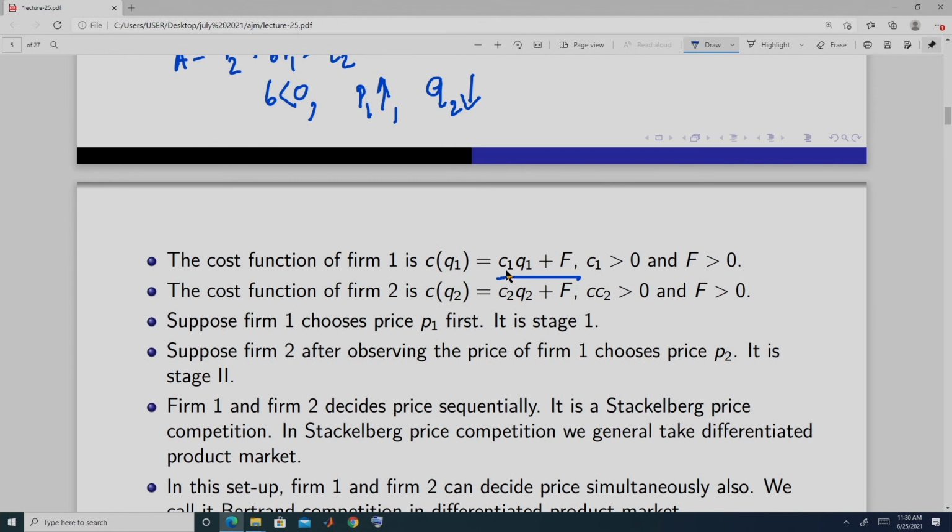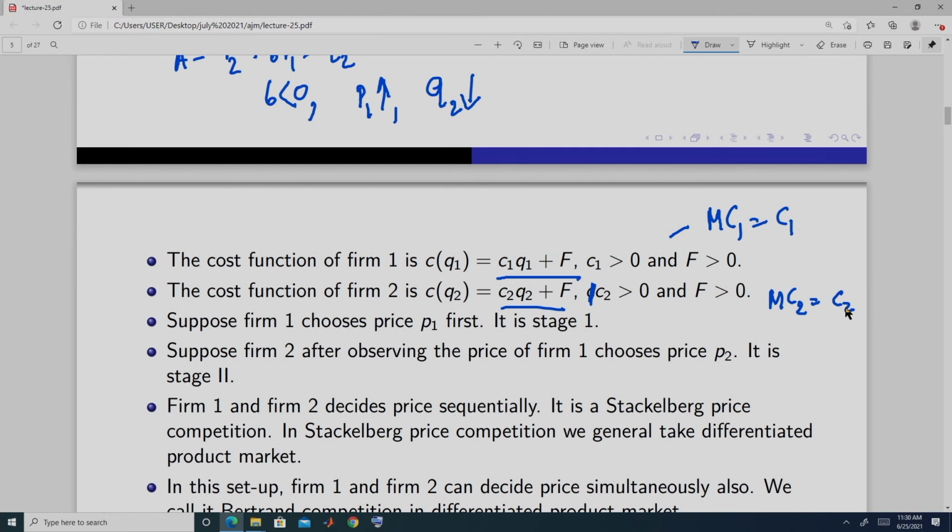So, C1 is some positive number. If we have a cost function like this, then we know the marginal cost of firm 1 is a constant, C1, a positive number. Similarly, the cost function of firm 2 is of this nature, C2 into Q2 plus F. C2 is a positive real number. So, the marginal cost of firm 2 is C2. So, it is a constant marginal cost.